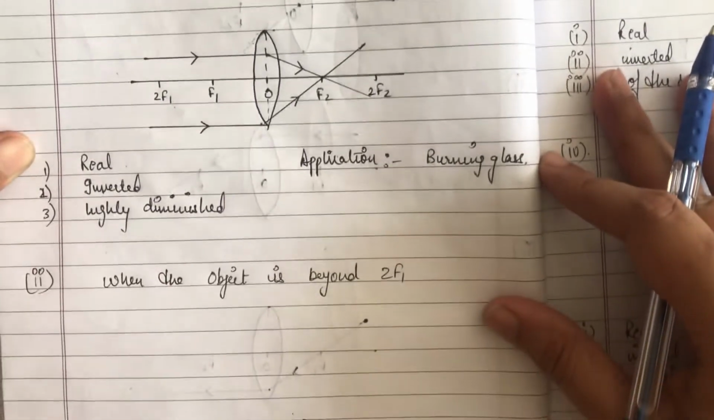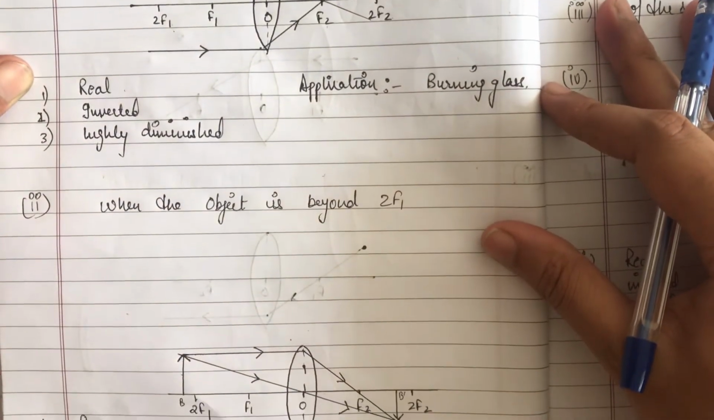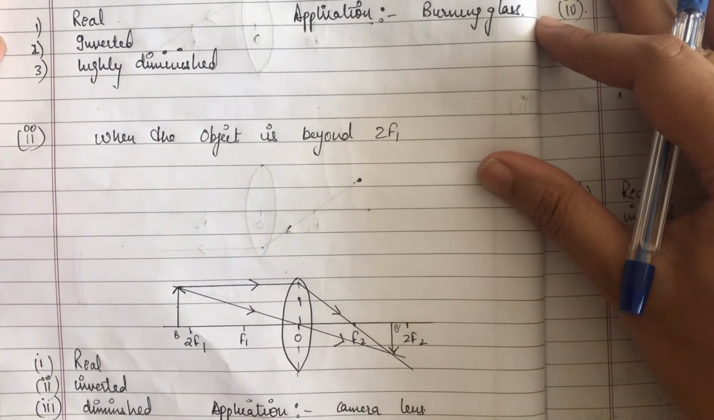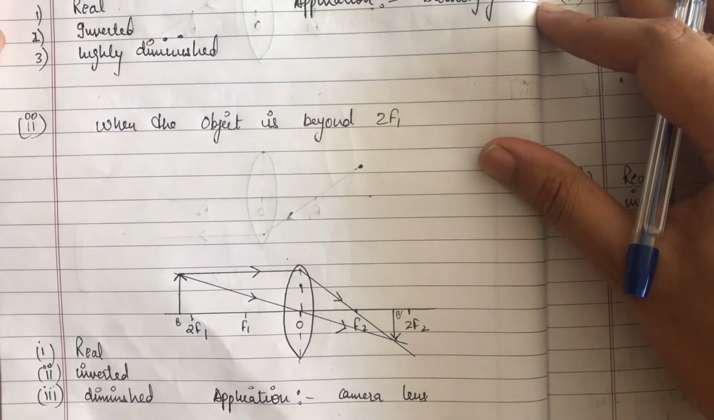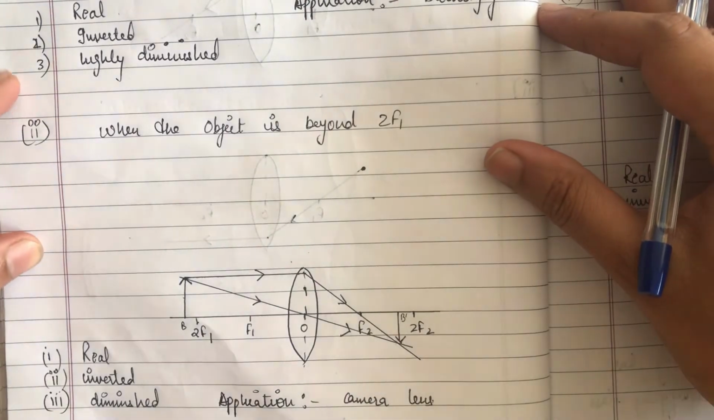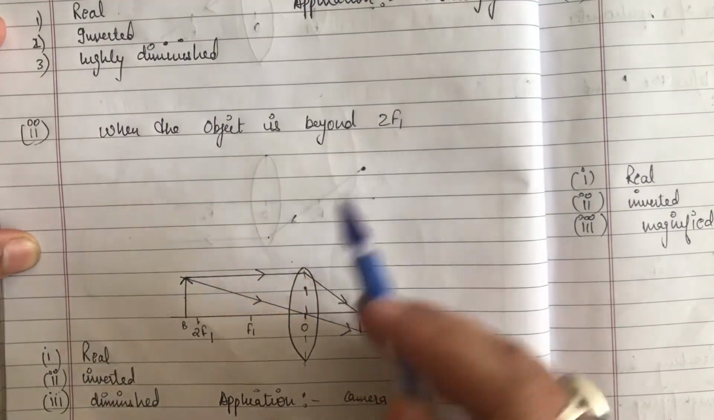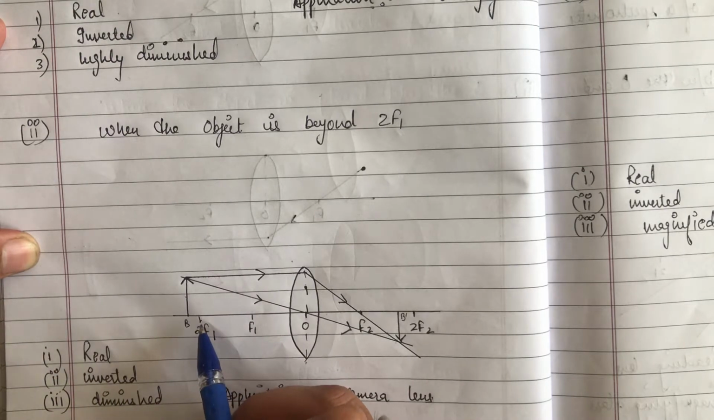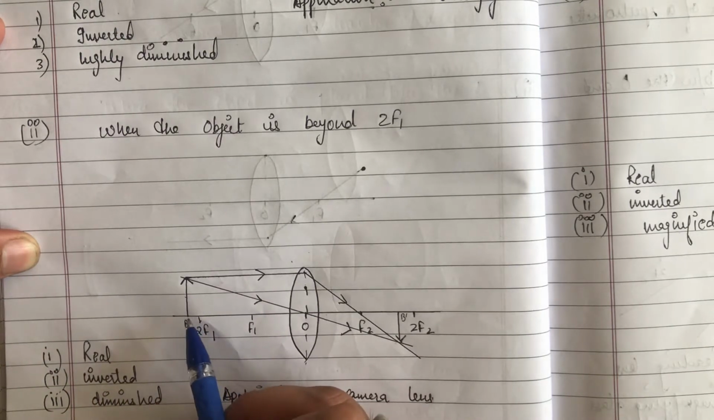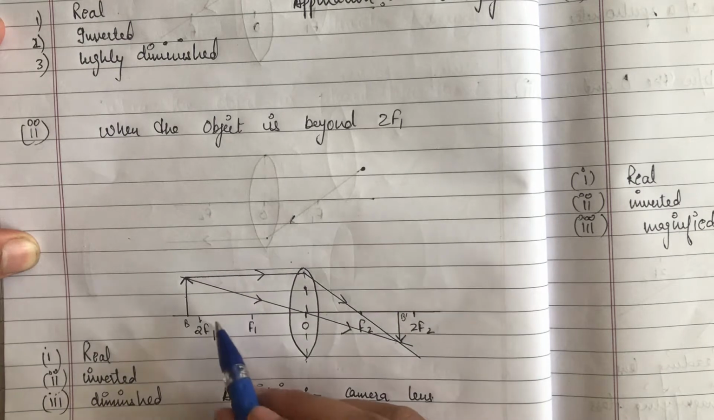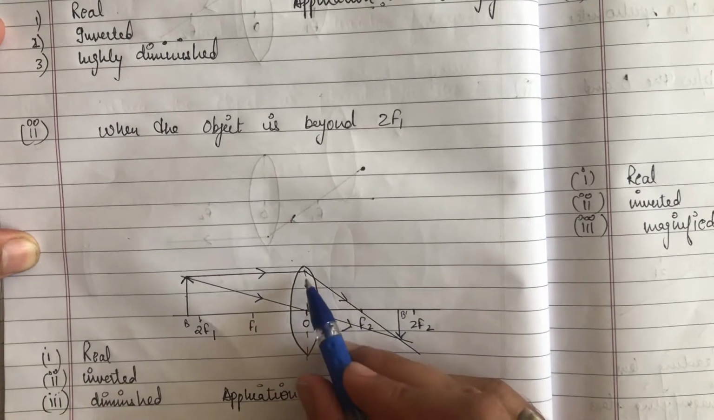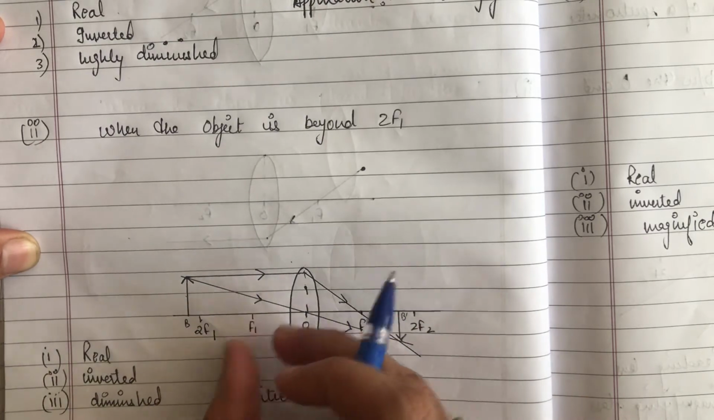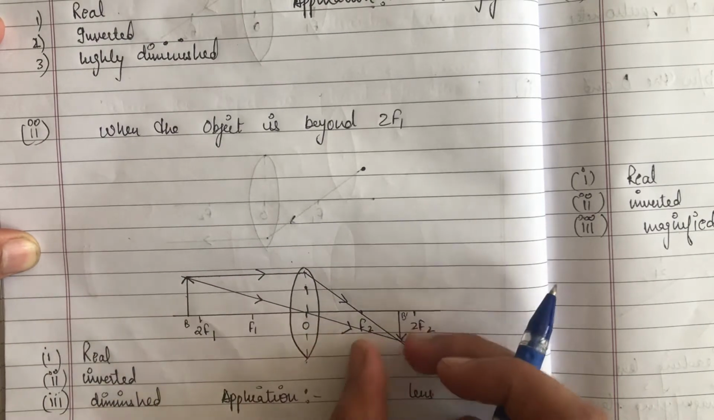Now our second case, when the object is beyond 2F1, meaning it is between infinity and 2F1, anywhere in between. So our object is placed, again the same thing: principal axis, the optical center we have drawn, F1 to F1, F2 to F2. These distances will be the same as each other.